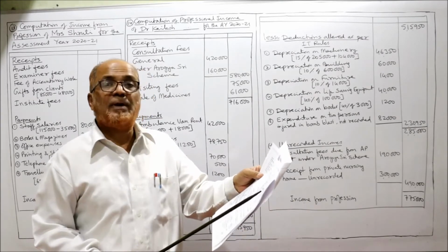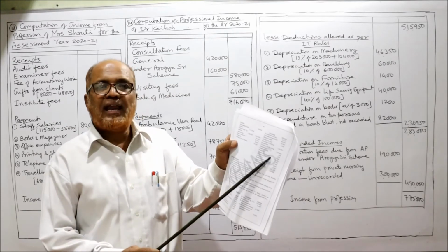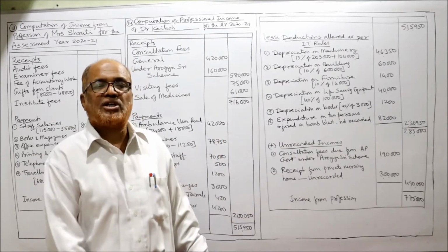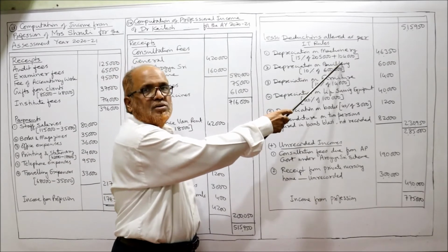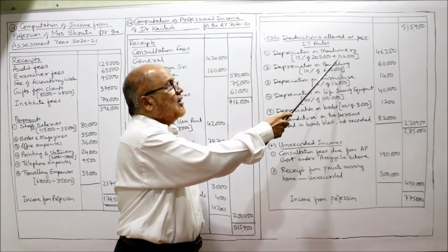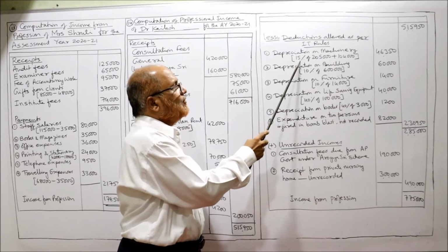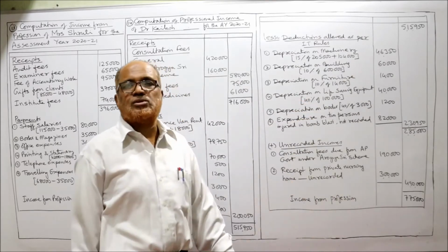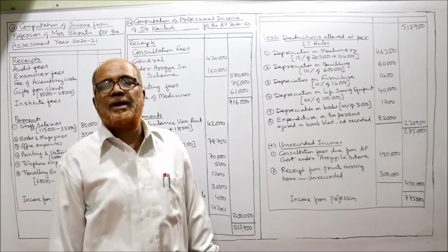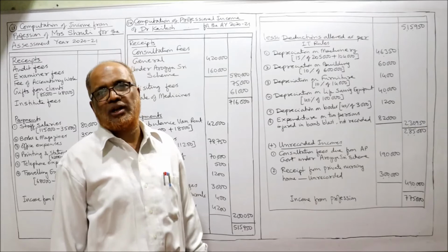Purchase of surgical equipment, 1,04,000. So add 1,04,000 because it comes under machinery. Take the total of these two into 15%. 46,350 is the depreciation on machinery.